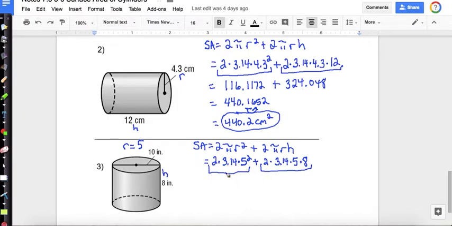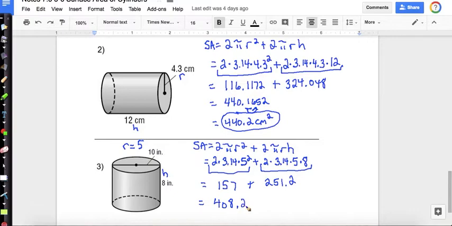Now, type this in, and I've already typed it in, so it's 157 plus 251.2. Now, before I go any further, notice, even though we were rounding to the nearest tenth, we never rounded until we got to our final answer. So when you get the area of the circle and the area of the rectangle, don't round that, okay? We're going to add it together, then round my final answer. So we're going to add this together.